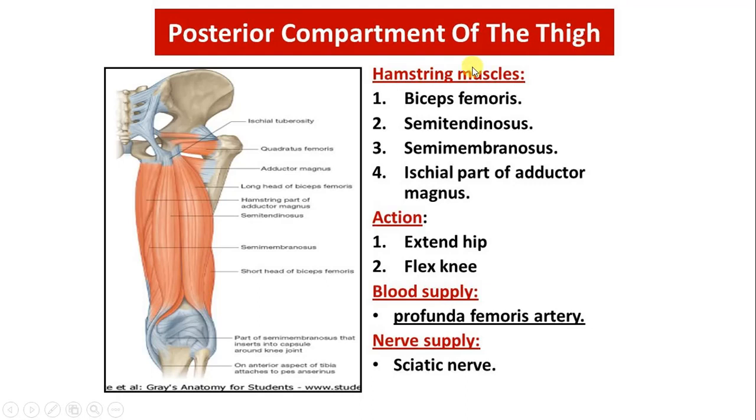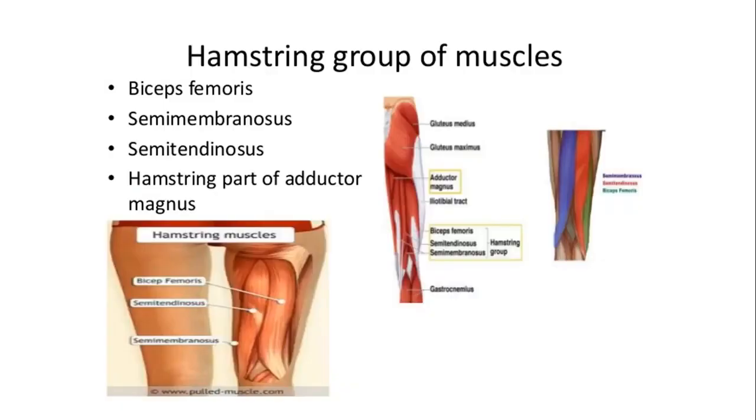The posterior compartment has four muscles: biceps femoris, semitendinosus, semimembranosus, and the ischial part of the adductor magnus muscle, the hamstring part of the adductor magnus. The action is extension of the hip and flexion of the knee. The blood supply comes from the profunda femoris artery, and the nerve of the posterior compartment is the sciatic nerve. So first of all, we discuss the hamstring group of muscles.